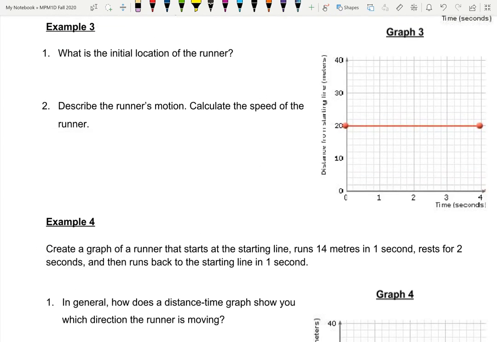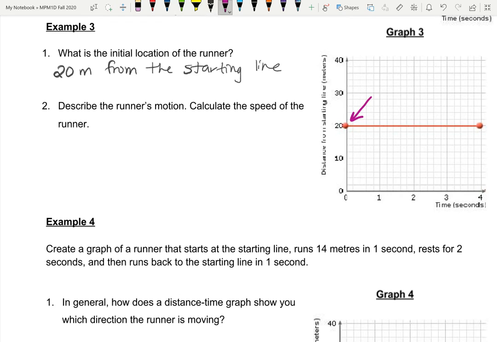So in graph 3, what is the initial location of the runner? 20 meters away from the starting line. Describe the runner's motion and calculate the speed.